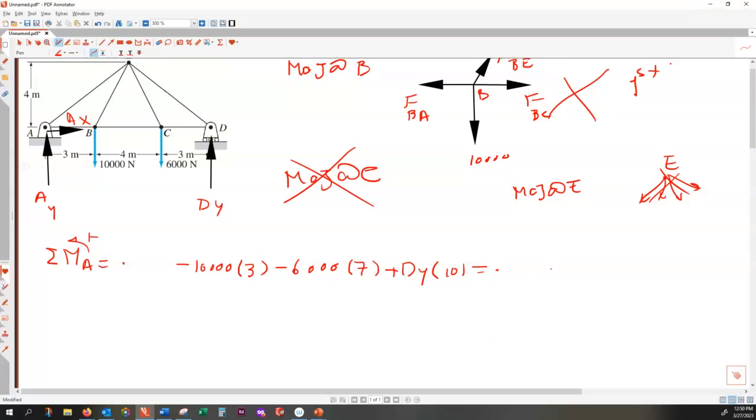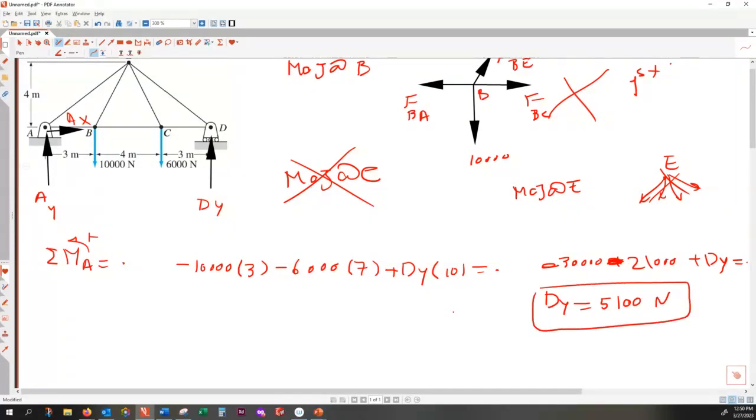So that is 3,000 or 30,000 plus 21,000 plus DY, or these are minus, equal to 0. So DY is found to be 5,1 Newton. Okay, having that, we could find AY.